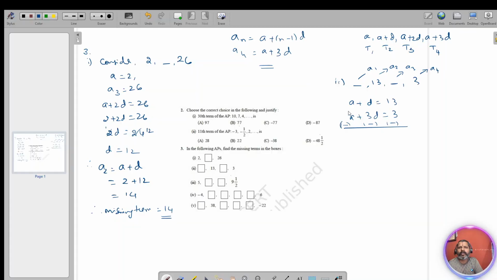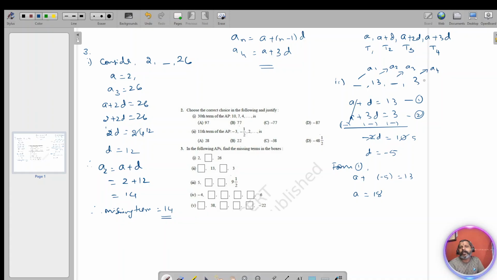This requires knowledge of solving two-variable equations. Okay, a gets cancelled. d minus 3d means minus 2d is equal to 13 minus 3, which is 10. So 2 fives are 10, d is equal to minus 5. Okay. So you call these equation 1 and 2. Therefore, from 1, a plus d, with d minus 5, equal to 13. a is equal to 13 minus 5, which becomes plus 5 when you transpose it. Therefore, 13 plus 5 is 18.